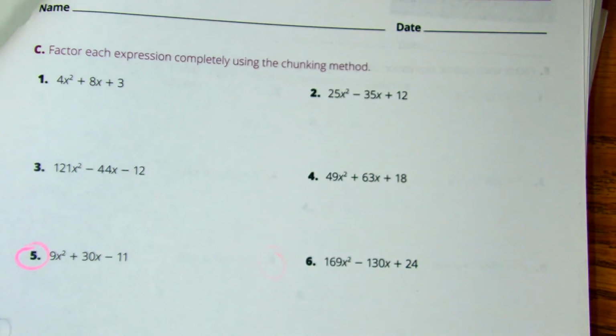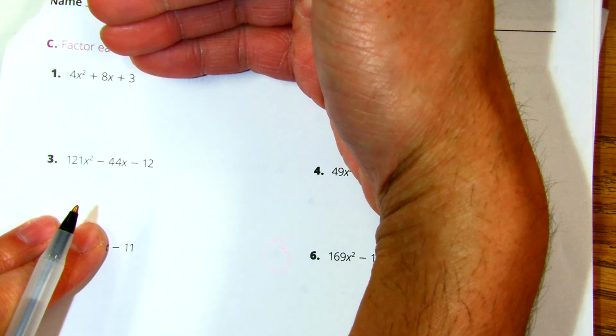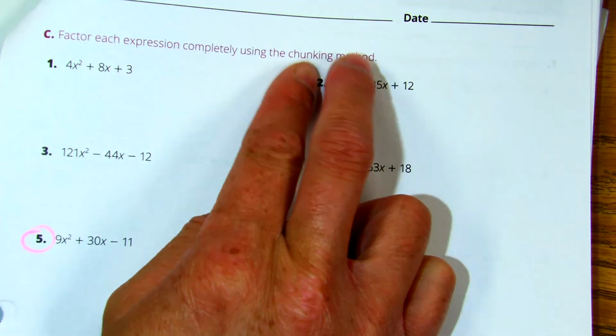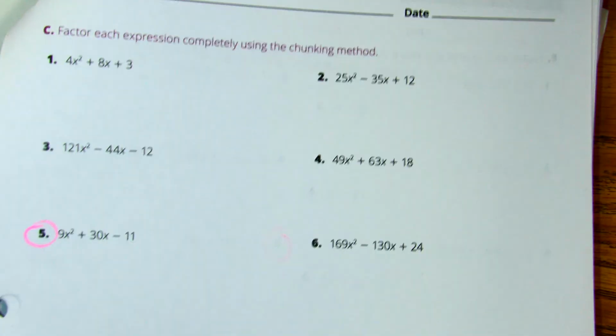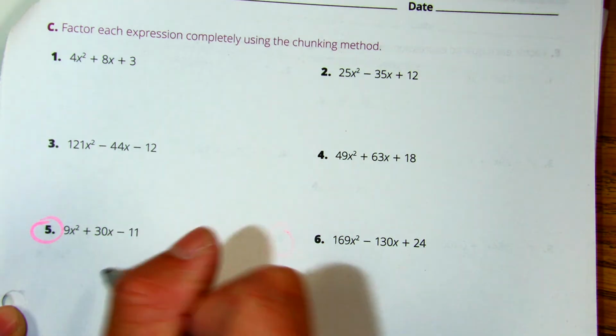C5 says to factor each expression completely using the chunking method. Again, I'm not going to tell you how to factor it. I'm just going to tell you to factor it. And this one says the chunking method, and you don't actually need to use it. But I'm first going to show you guys the X method, and then maybe you guys will want to do chunking. So let's try it.